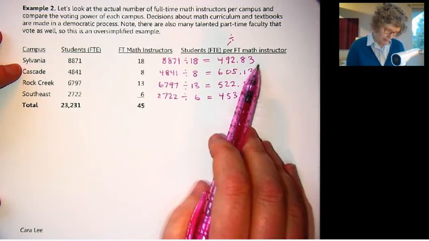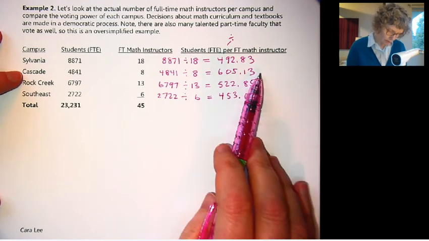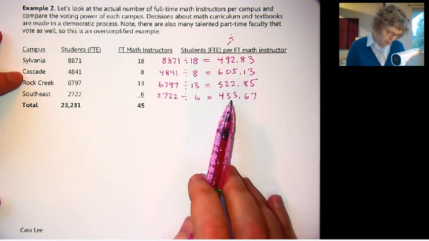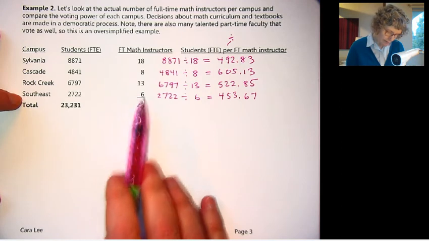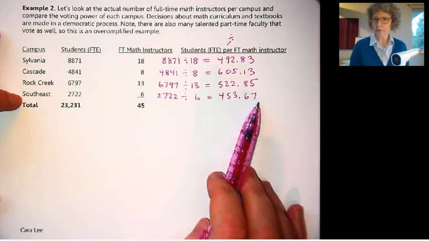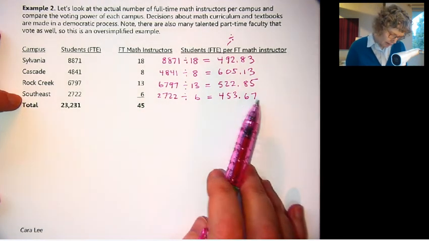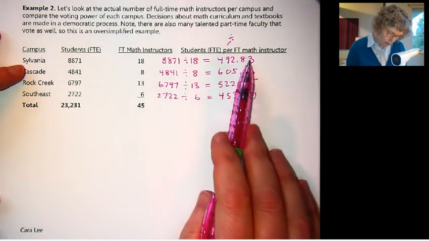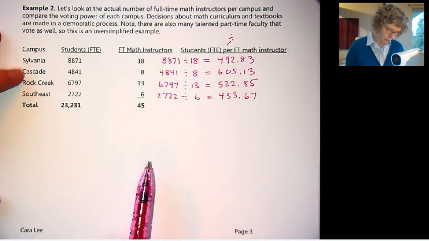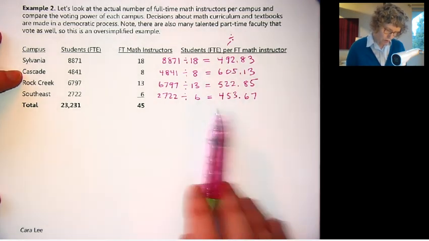Okay, so what this is saying is at Sylvania, there are this many students per one full-time math instructor. At Cascade, there's this many students. So you can see the smaller number, the better. Southeast, because we have the 6, is actually better represented. And Cascade is the worst represented in terms of full-time math instructors. So this gives us an idea of voting power.